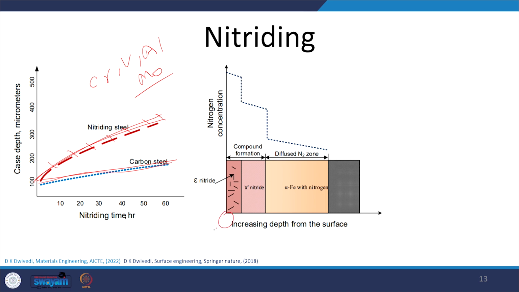At the surface, nitrogen concentration is very high, and that is where we will see one kind of needle shaped nitrides, gamma nitrides, little below that. In both these cases, nitrogen will be forming a certain kind of compound, and further below this, there will be another nitrogen diffused zone.